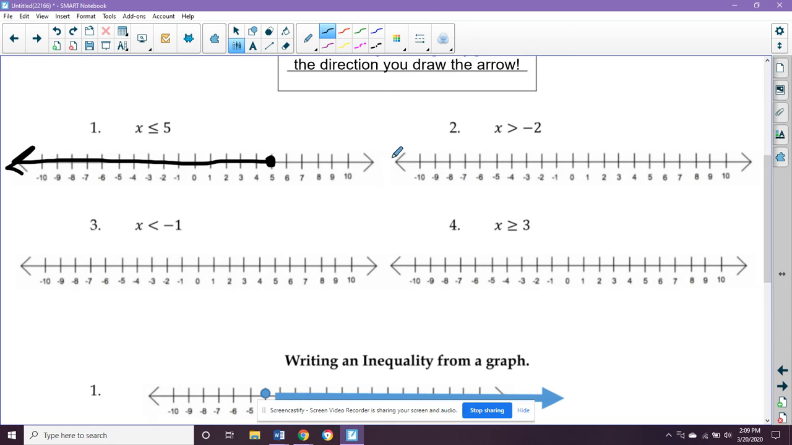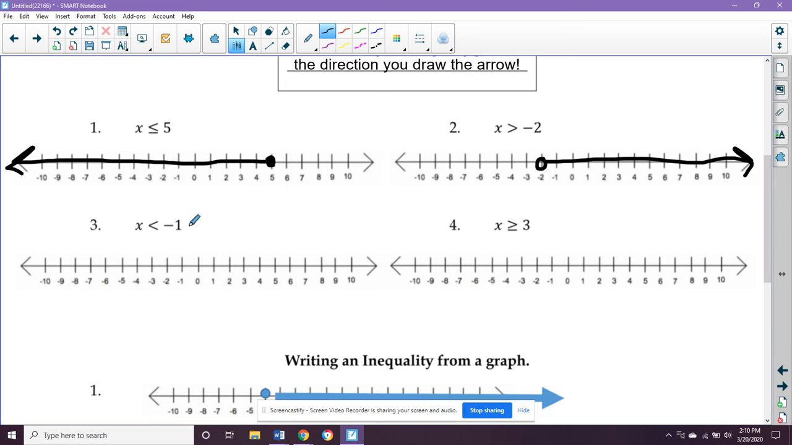Number 2, X is greater than -2. We're going to start at -2. It's greater than, so it's an open circle. It's not equal to. Arrow is pointing to the right. So we draw the arrow to the right.